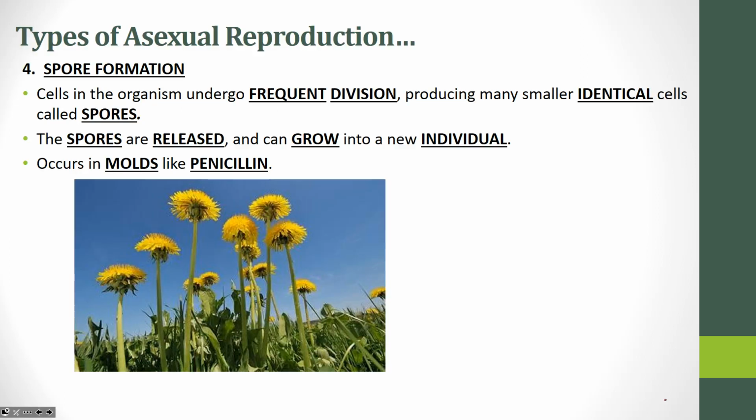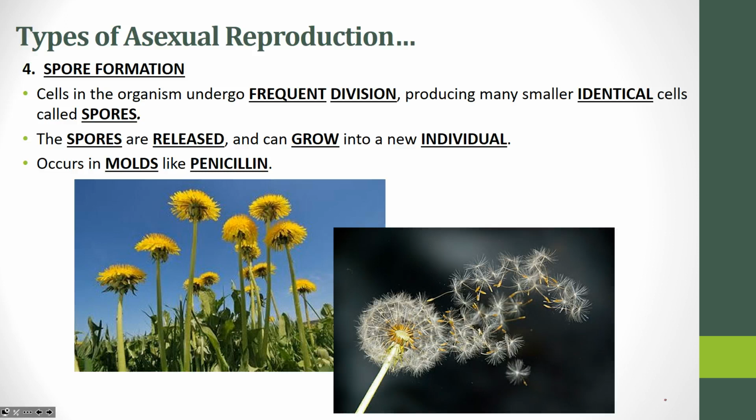Spore formation, we see this every summer with dandelions. Those little white things are spores, and when they land, they basically are like a seed, and they create a new dandelion plant that's genetically identical to the previous one. Molds do this as well. They form spores, it gets in the air, and it will form another colony of mold somewhere else that's genetically identical to the original.